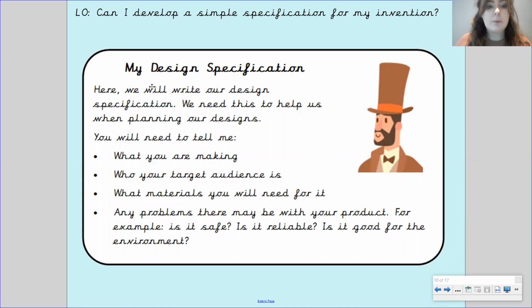Okay, here we will write our design specification. We need this to help us when planning our designs. You will need to tell me what you are making, who your target audience is, so who are you making your invention for, what materials you're going to need for it, so what is it going to be made out of, any problems there may be with your product, for example, is it safe, is it reliable, is it good for the environment?